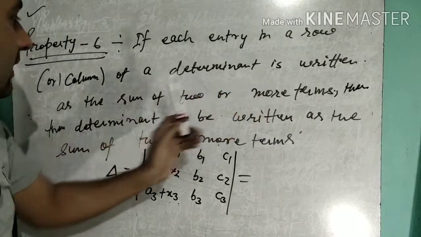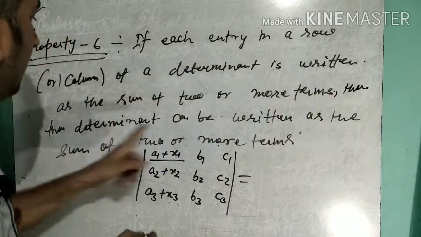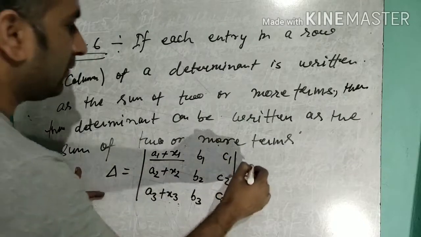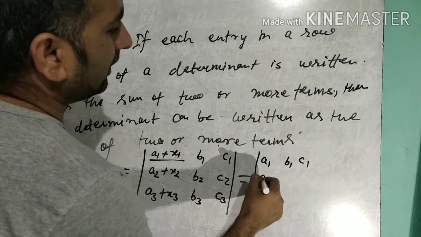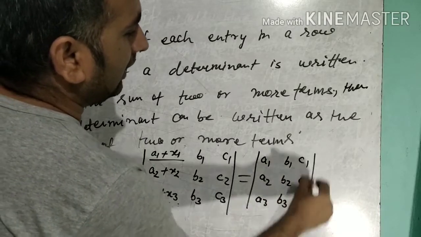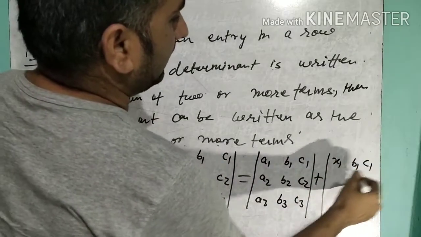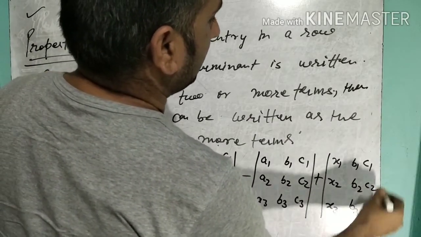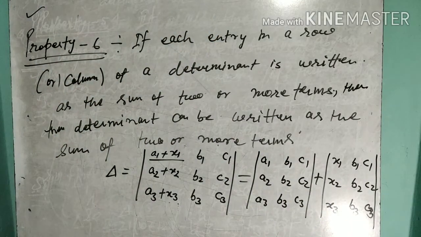So this property tells you that if each entry in a row or a column of a determinant is written as the sum of 2 or more terms, I have taken a sum of 2 terms, then the determinant can be written as the sum of 2 or more determinants. It will be in this way. You can write a1, b1, c1, a2, b2, c2, a3, b3 and c3, and after that you take the term x1 here: x1, b1, c1, x2, b2, c2 and x3, b3, c3. Okay students, in this way you can write. Is it clear to you?